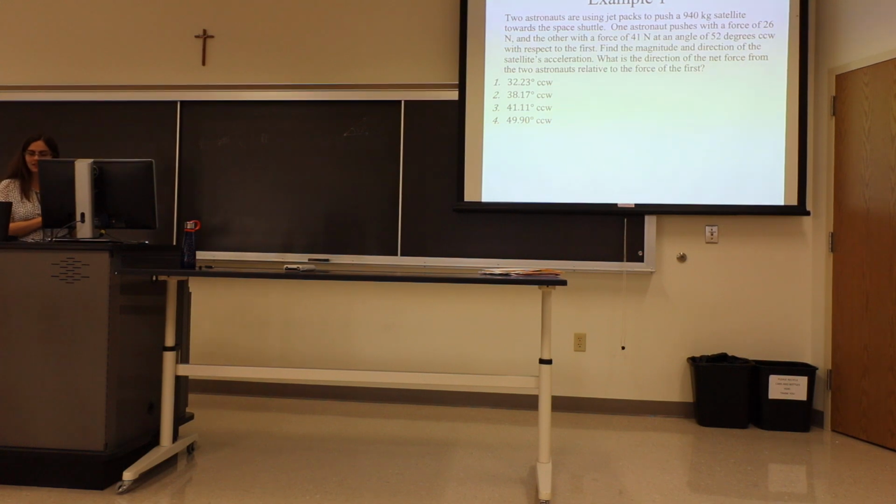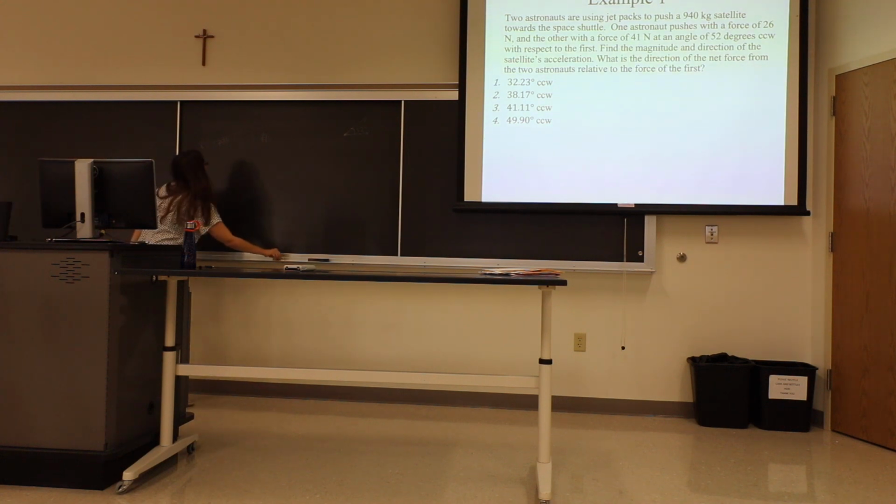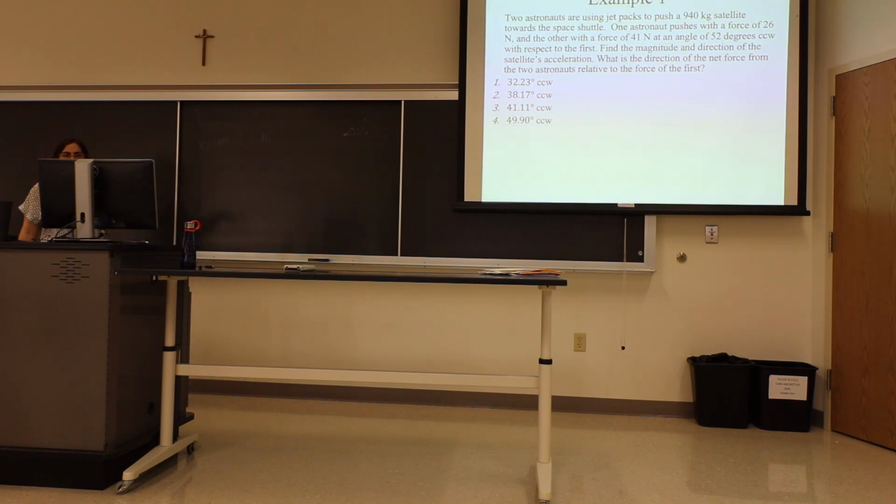All right, so back to this question again. We're still working toward finding the magnitude and direction of the satellite's acceleration. Now the question is, what is the direction of the net force from the two astronauts relative to the force of the first? If you set up your coordinate system so x is along the direction of the first astronaut's push, I want to know what's the direction of the net force relative to the positive x.